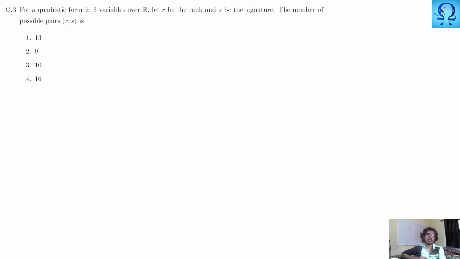Here it says, we have a quadratic form in three variables over R. Basically we have a quadratic form x transpose A x. This would be a function of three real variables x1, x2, x3, for which R is the rank and S is the signature. Then the number of possible pairs R comma S, this is what we have to calculate.